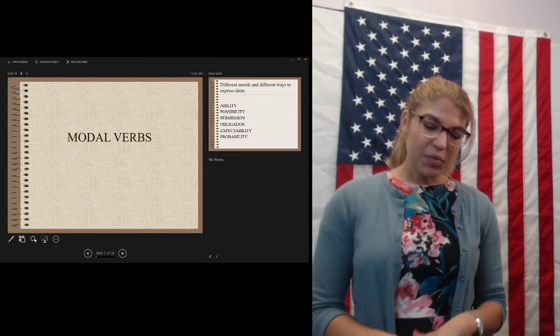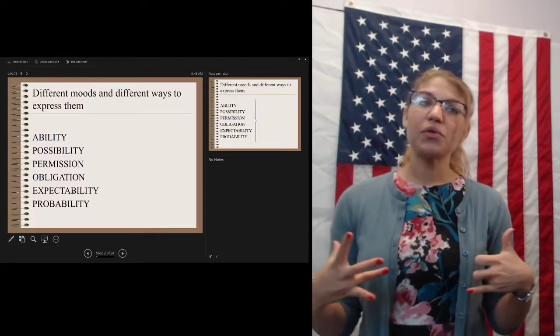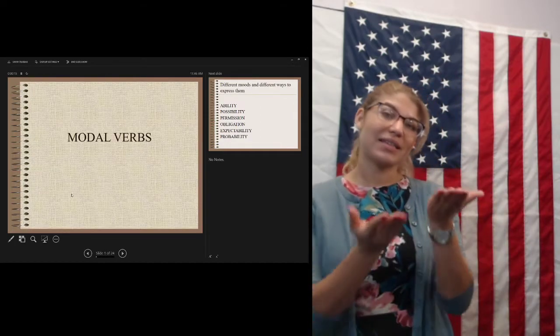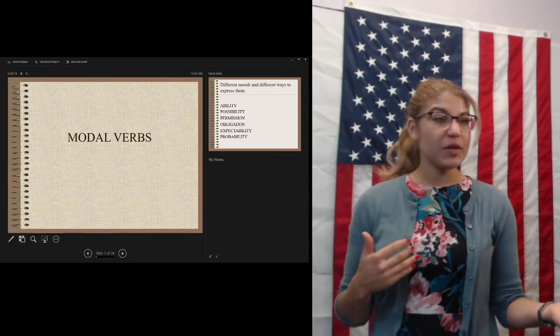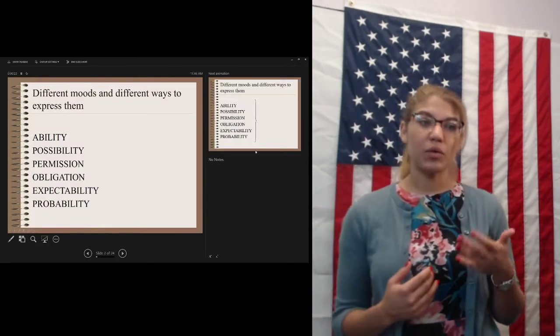Okay, so we use the term modal verbs. Modal verbs is equal to auxiliary verbs. We may say auxiliary or we may say modal.